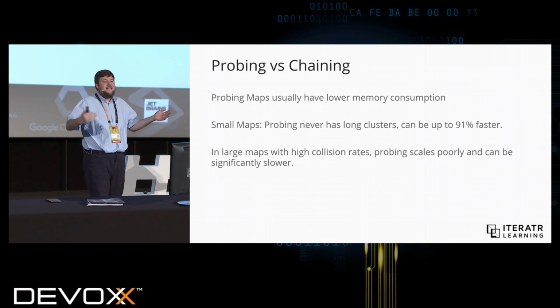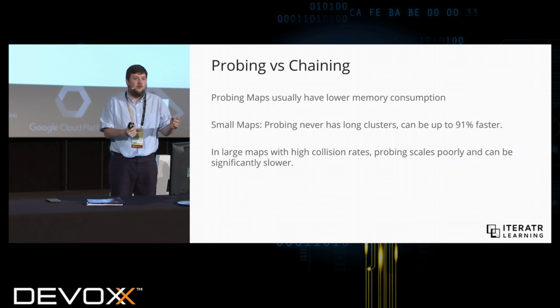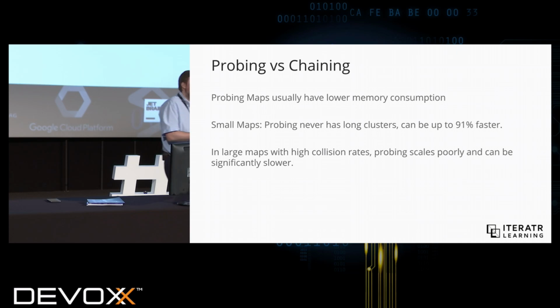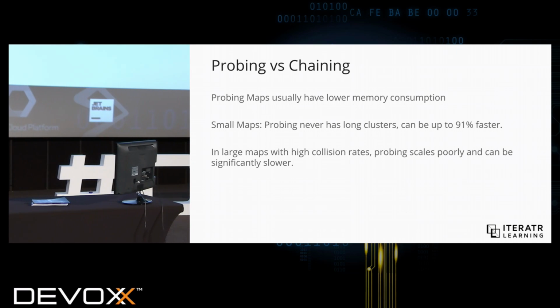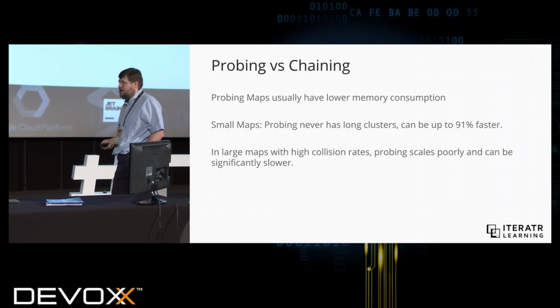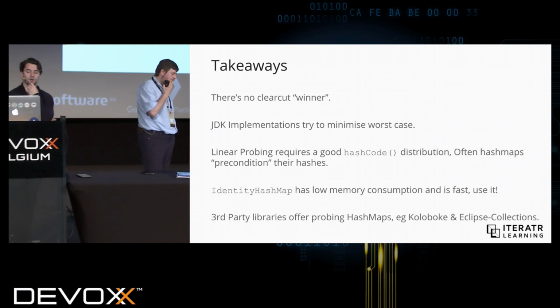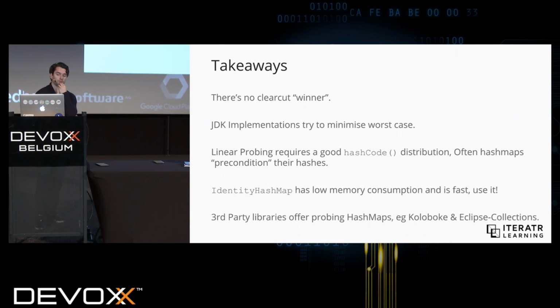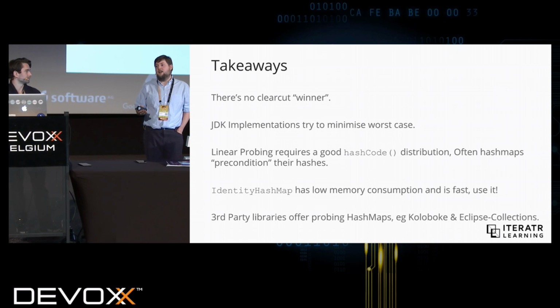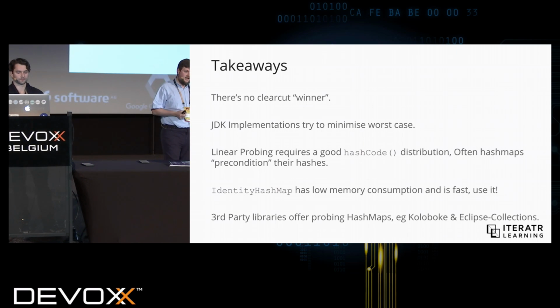But if you get really big maps with really high collision rates, probing scales really poorly because you end up having these long chains where you probe down the chain and fail and fail and fail, with lots of collisions. So sometimes they can be much, much slower, like 1,000 times slower in some cases. If you're wondering if probing is used in the JDK collections at all, there's actually one implementation of Hashmap here called IdentityHashMap. They use a probing strategy. Exactly, yeah, very fast, very low memory consumption. If you want that kind of identity-based key equality concept, great, use IdentityHashMap.